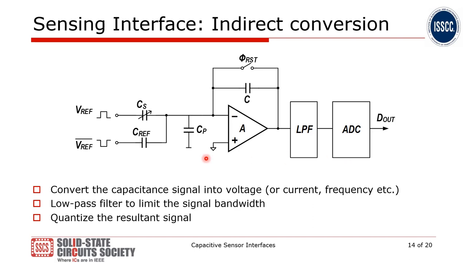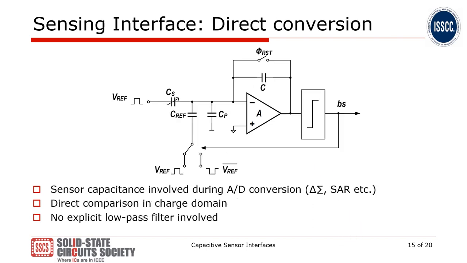This is called the indirect approach because the sensor is independent of the readout circuitry. It also requires multi-stage signal processing, which inevitably requires more hardware resources. But one advantage is that each stage can be individually optimized according to the system requirements. For a direct conversion approach, it involves both the sensor and the reference capacitor during the analog to digital conversion stage. One advantage of direct conversion is that as the signal from the sensor is in the charge domain, we can take advantage of this intrinsic property for the subsequent analog to digital conversion, like charge balancing in delta sigma or charge redistribution in SAR ADC.